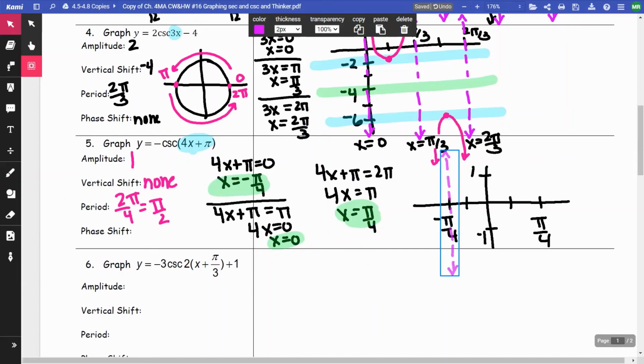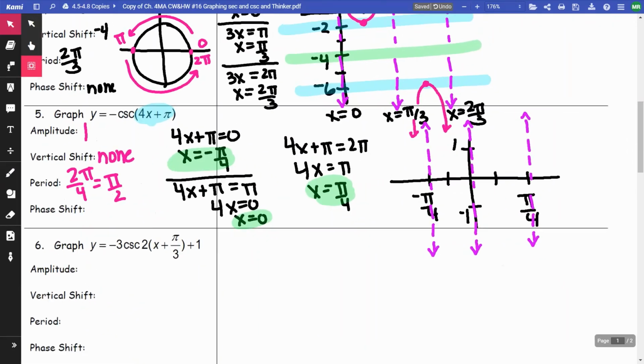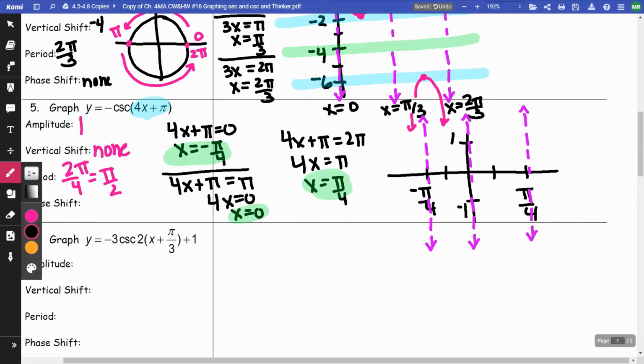I have one here, have one here, have one here. So I end up having one at x equals negative pi fourths, at x equals 0, and at x equals positive pi fourths. And then I'm going to be, because this is negative, starting down and then going up.